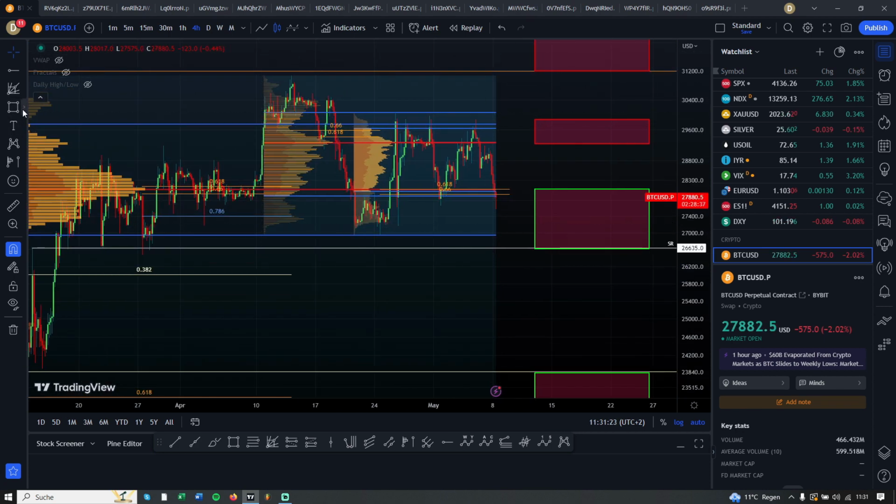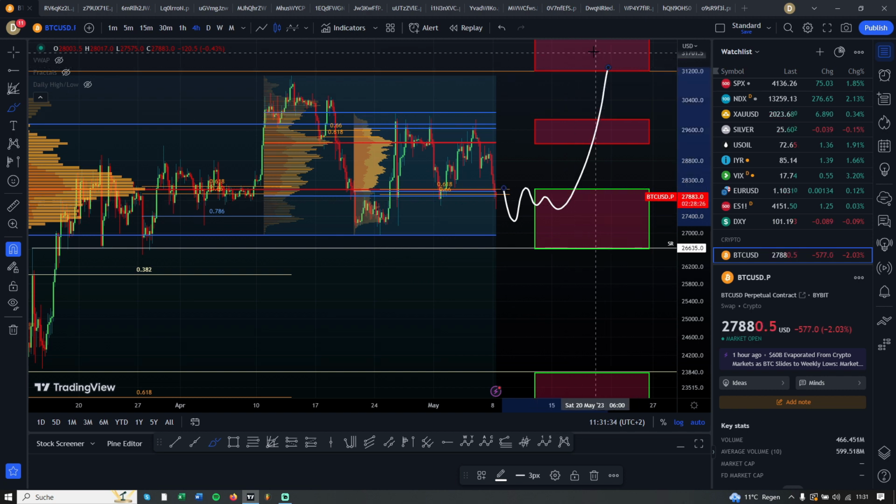So a few scenarios. We could fill this partly, and I don't know, form like a range here. A lot of people getting bearish, that would be pretty nice, and then shoot back up to the upside.